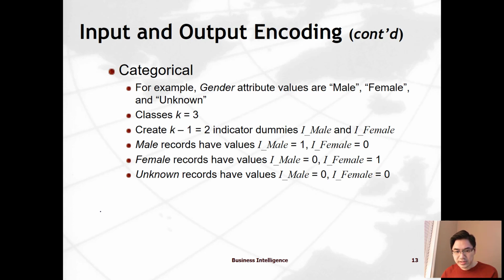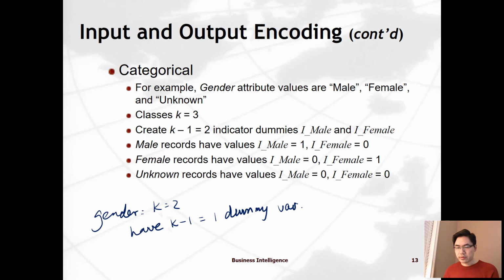In the case of gender, k equals 2, so you'll have k minus 1, which is 1 dummy variable, to indicate whether the case is a male or a female. And you can name that variable specifically using the gender of the label that you assign a value of 1.